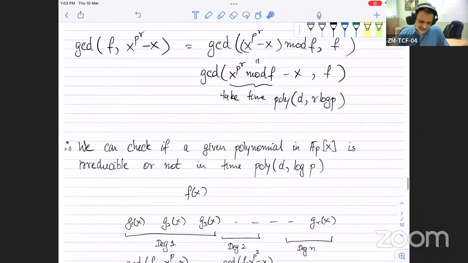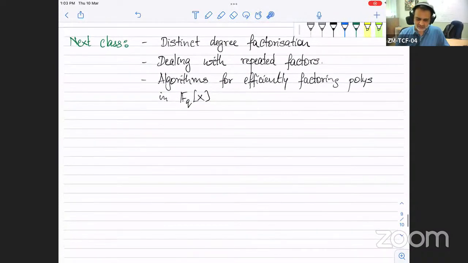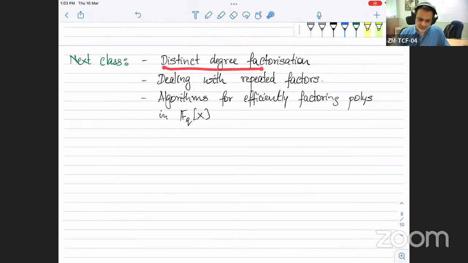In the next class we'll do this notion of what is called distinct degree factorization. I may not be able to factorize a polynomial completely, but I might be able to say that all linear factors are contained here, all quadratic factors are contained here, all cubic factors are contained here, and so on. You split them based on degree. But then you will have the task of taking a polynomial all of whose irreducible factors have the same degree and somehow splitting them up. We need to figure out what to do. That's going to be the main part of this univariate factorization.